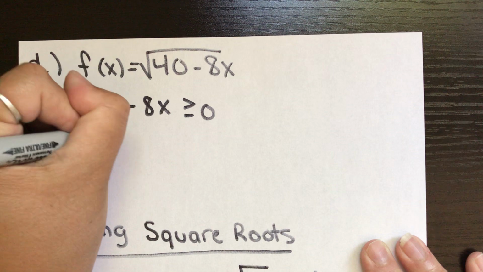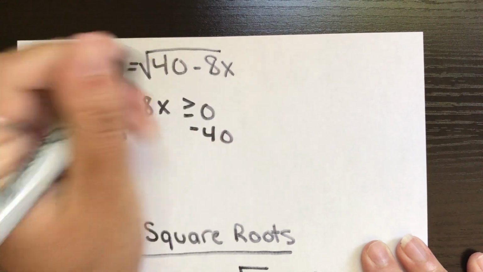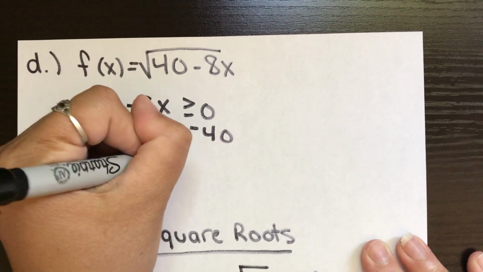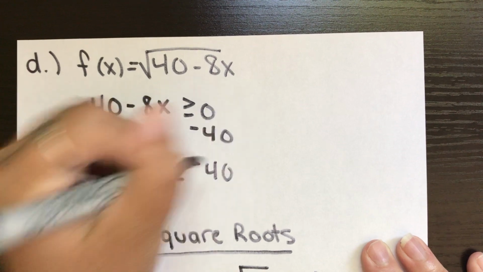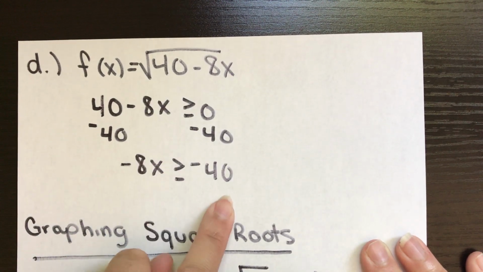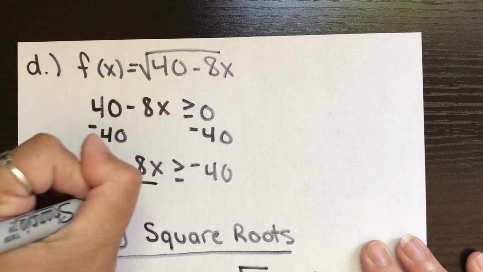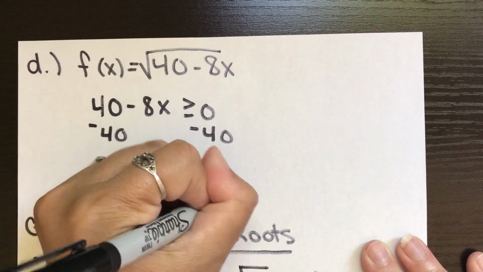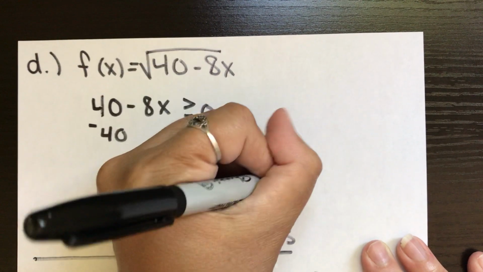I would subtract 40 on both sides because I'm solving for x. I get negative 8x is greater than or equal to negative 40. I would then divide by negative 8. And this is my final answer.